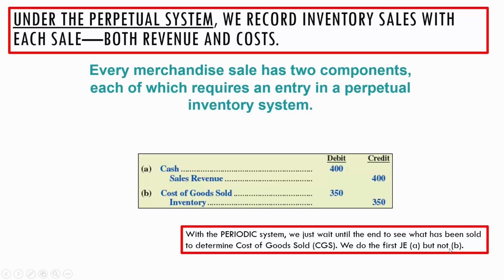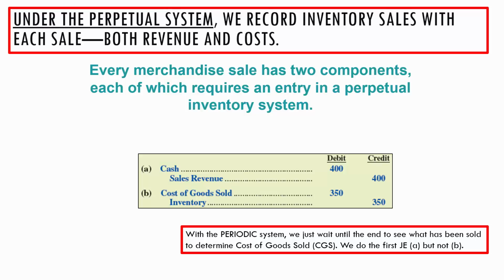Under the perpetual inventory system, we will record inventory sales or inventory changes every time we have a change in inventory. So when we record this sale, we're going to have two components to the sale. We are going to have the cash debit and the sales revenue credit, which you would expect for every sales transaction, by the way. But with the perpetual system, you will also have this second transaction, which is a cost of goods sold and inventory transaction.